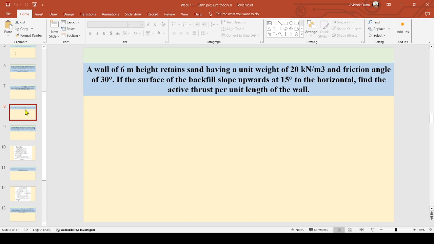A wall of 6 meter height retains sand having a unit weight of 20 kilonewton per meter cube and friction angle of 30 degree. If the surface of the backfill slopes upwards at 15 degree to the horizontal, find the active thrust per unit length of the wall. That is a force per unit length of the wall. Here the backfill is inclined at an angle of 15 degree.